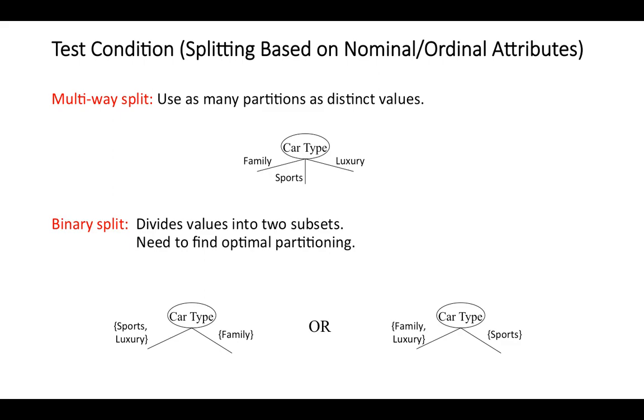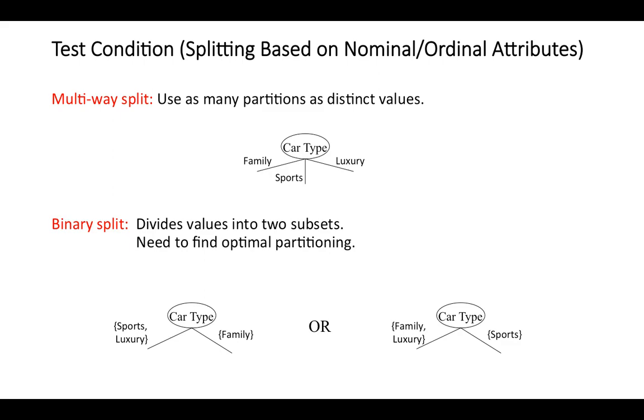So for instance, you have a multi-way split and a binary split. If you have car type, you can split it as family car, sports car, or luxury car. So that is a multi-way split. Whereas for a binary split, you always divide the values into two subsets. So for instance, car type could be sports or luxury, or family car.